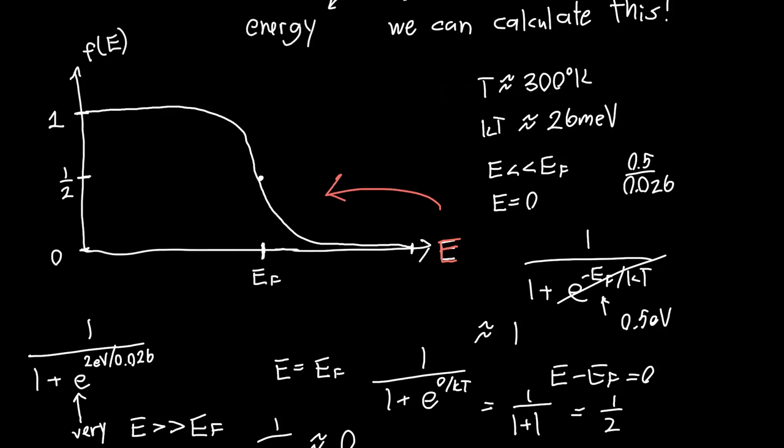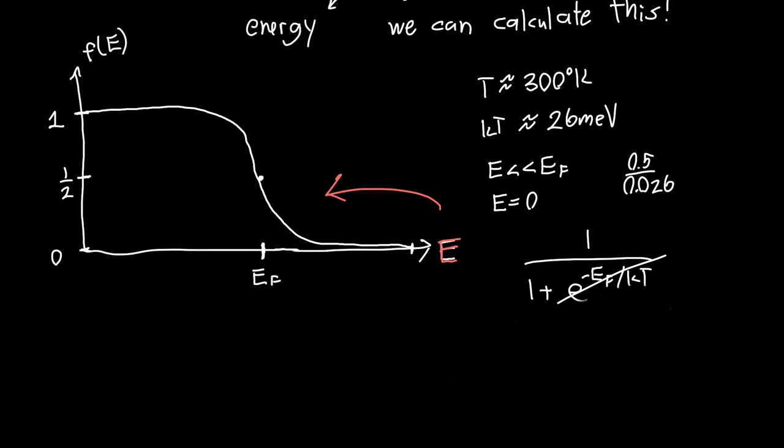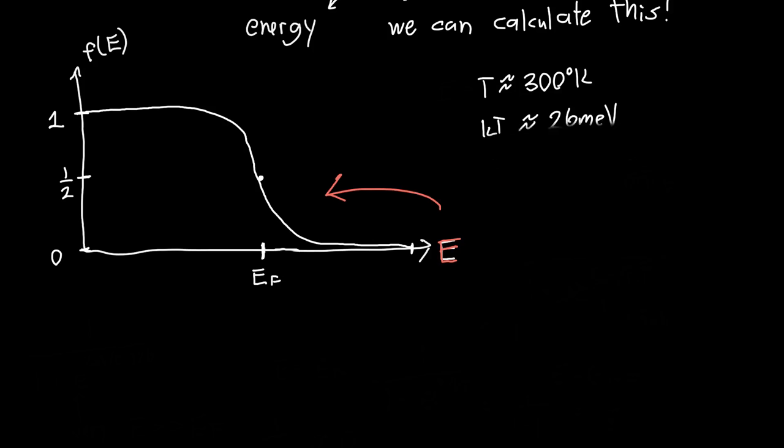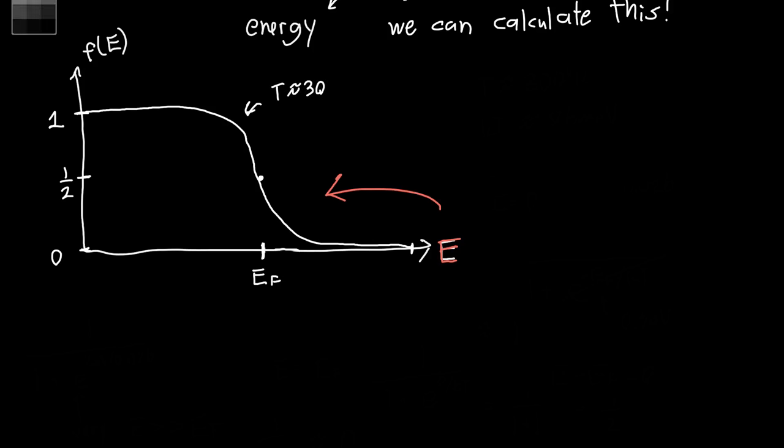Now let me just erase some of this. What about when we change the temperature? What happens to this function? What does it look like then? So we said that this was for T about 300 Kelvin. What happens when we reduce the temperature? Well, let's reduce it to something absurdly small. Let's say, what if the temperature is equal to 0?